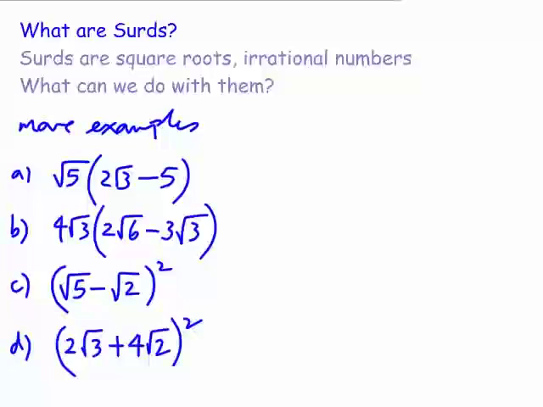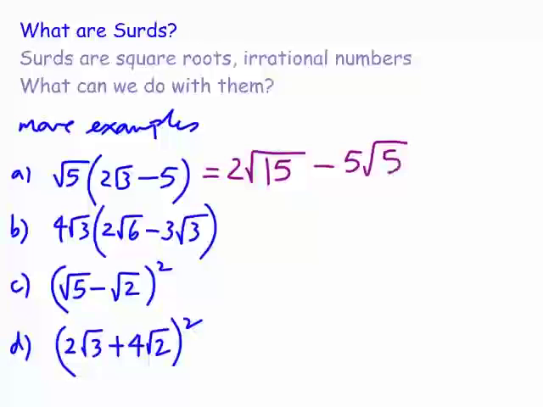Okay, so the first one is root 5 times 2 root 3. So it's actually 1 root 5 times 2 root 3. So 1 times 2 is 2, and root 3 times root 5 is root 15. Now we have a minus 5 times a root 5, minus 5 lots of root 5. Well, that was a nice easy one. Now the next one, let's have a quick look. Well, we can see here 4 2s are 8.